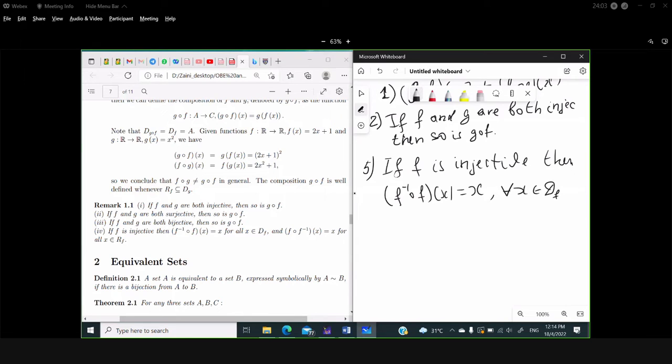Pay attention. Then another interesting thing, the composition of f and f minus 1 acting on x is also x, but for all x from RF.